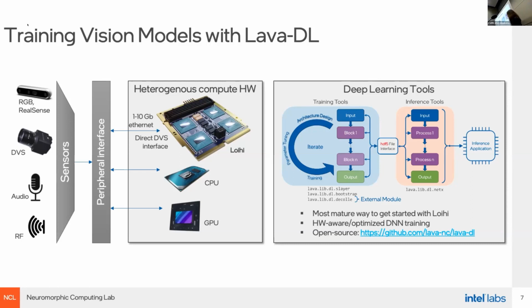So the network will be expressed as these Lava processes, as I said. Each layer will be a process. You have your network, it will be compiled, put on a chip, and you can run your inference. So that's the pipeline that we have today.